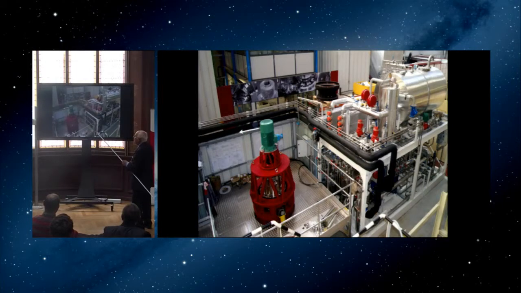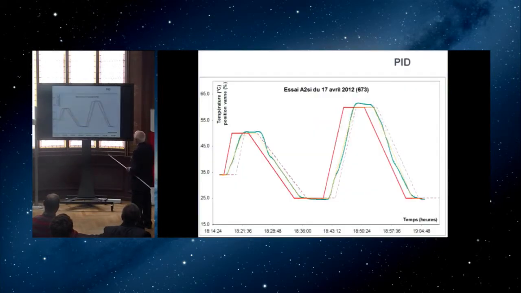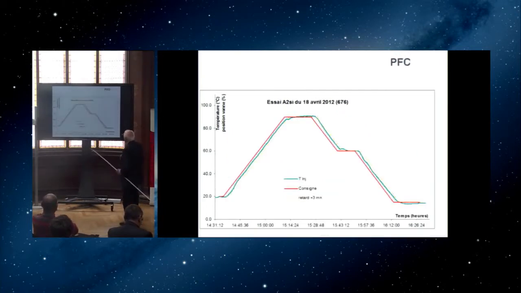This is the test. So with the PID, you see the set point. This is the actual with the PID, and people from nuclear are extremely demanding. They want an error of 0.1 degree or something like that. Extremely demanding. So they go to PLC.